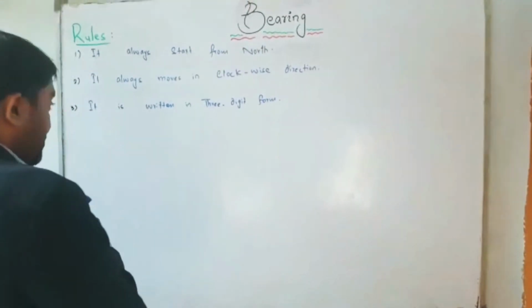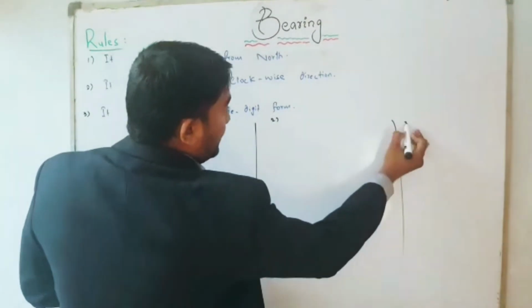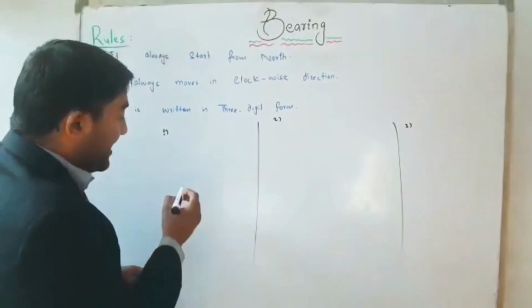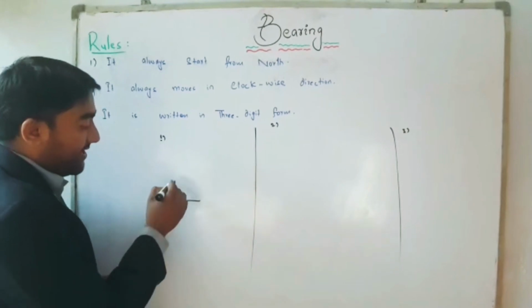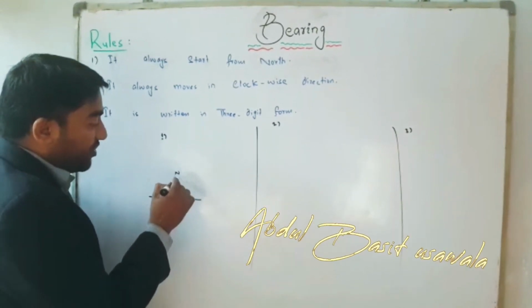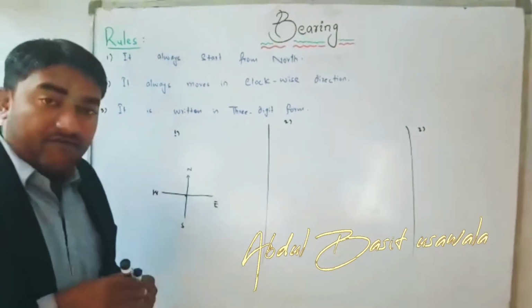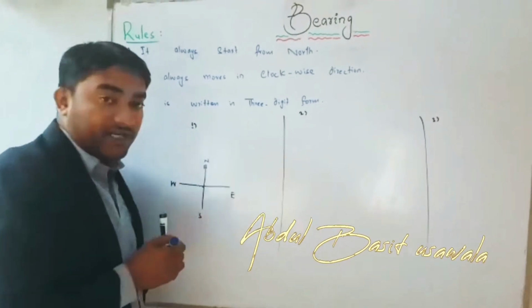See what we have to do now in this first rule. It always starts from the north. It means that whenever we have to solve the problems, let's suppose we have the 4 quadrants here. This is north, south, east and west. So wherever we have to find the angle, we have to start from the north here.